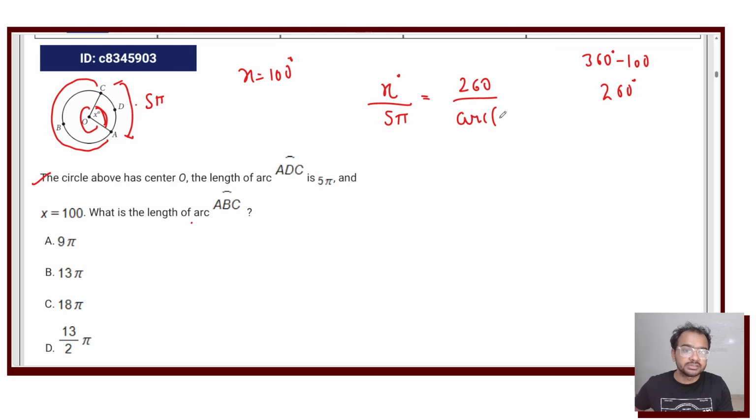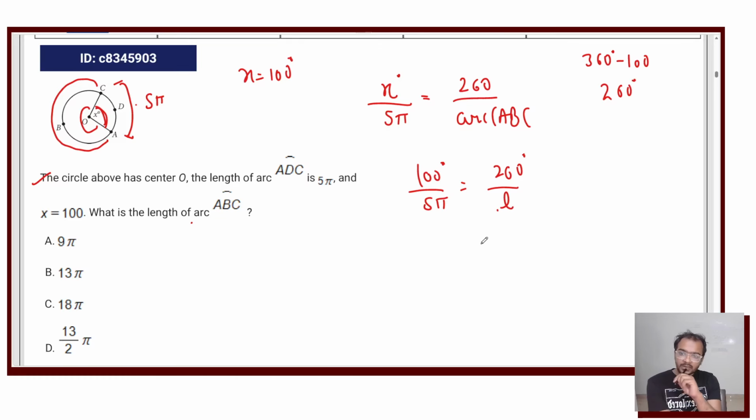So arc ABC is the only unknown thing here. This is also given. So you have 100 degrees, 5 pi. So how are we able to write this ratio? Because we know that, let's represent it with some variable, let's say L, length. So the angle subtended and the arc length are proportional.